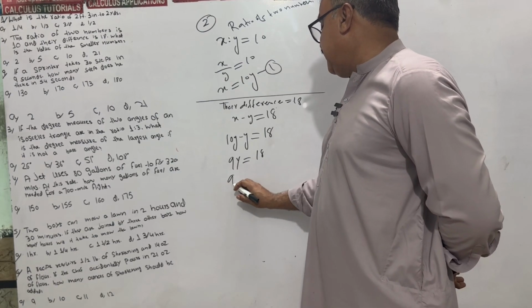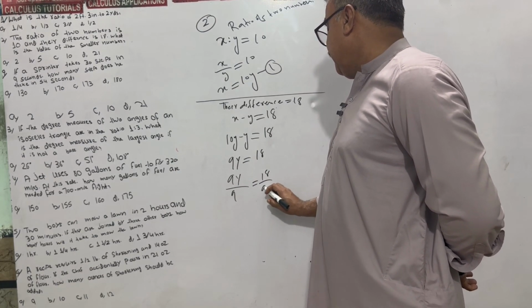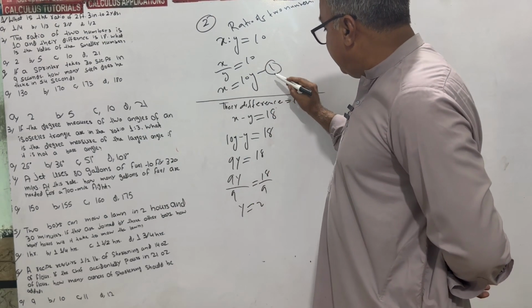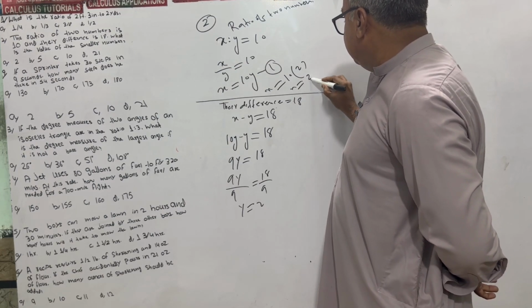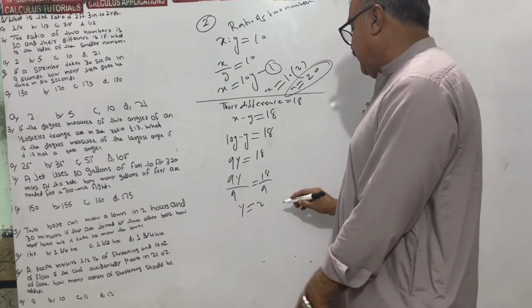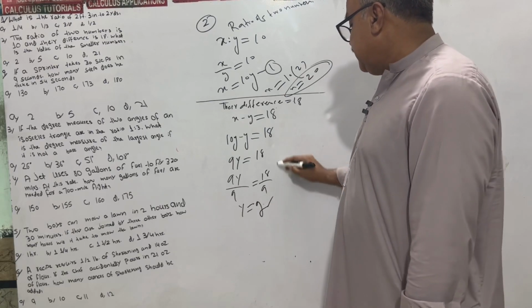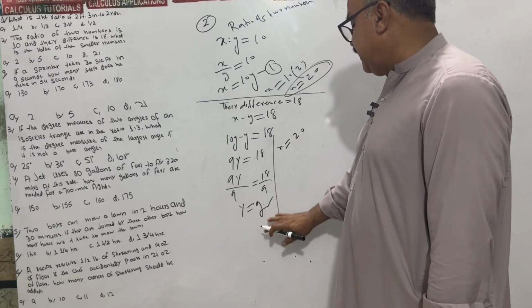Dividing by 9 to get the value of y. Dividing both sides by 9, y is equal to 2. If I put that here, x is equal to 10 times 2, so x is equal to 20. We are asked to find the smaller number. Smaller number is 2 and greater number is 20.